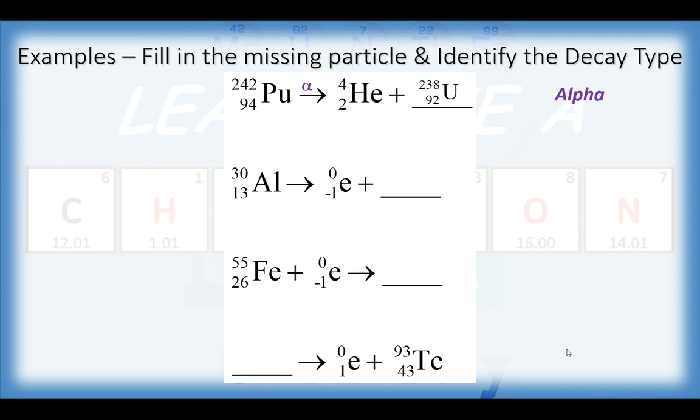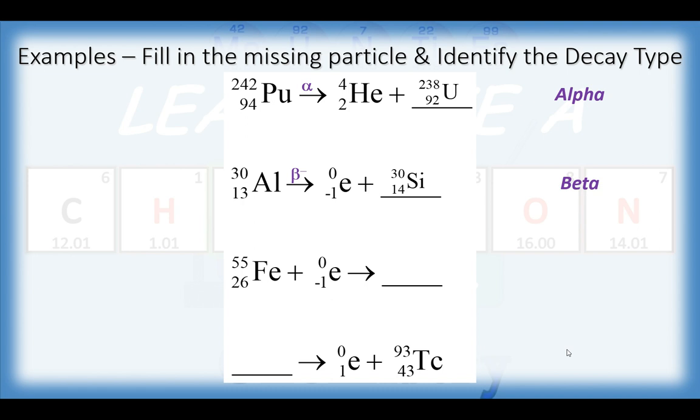In the next one, we have aluminum-30. We notice a beta particle, an electron, on the product side, so it's beta decay. And so the mass number is not going to change. It'll be 30. And in beta decay, the atomic number goes up by 1. So that goes to 14, which is silicon. So you have silicon-30. Again, this would be beta decay.